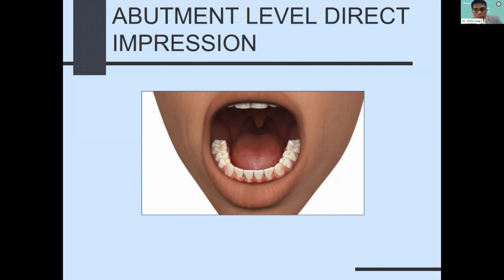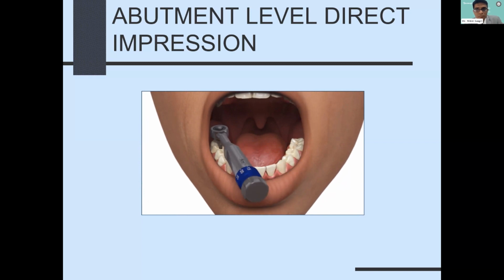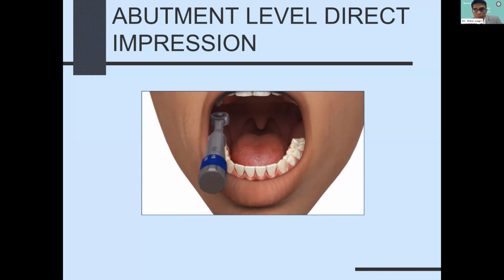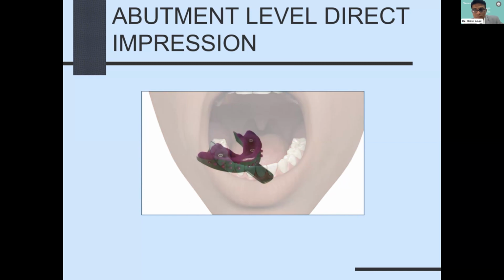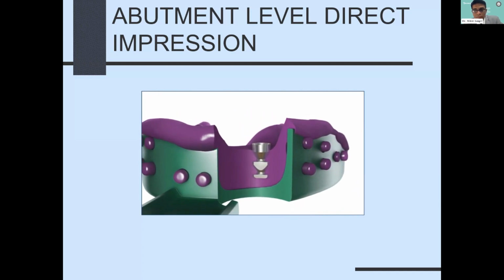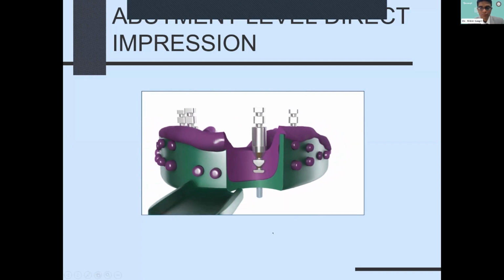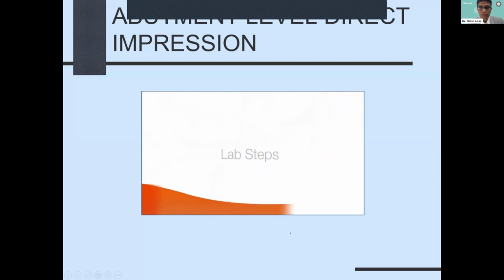Replace the provisional restoration and torque the prosthetic screws to 15 Newton centimeters. Attach the multi-unit abutment replicas to the direct pickup copings in the impression and insert the long coping screws through the access holes in the impression tray. Hand tighten the coping screws. Send the impression to the lab.